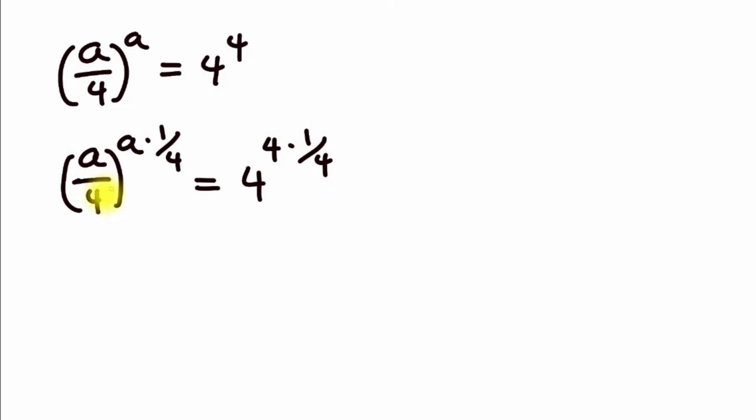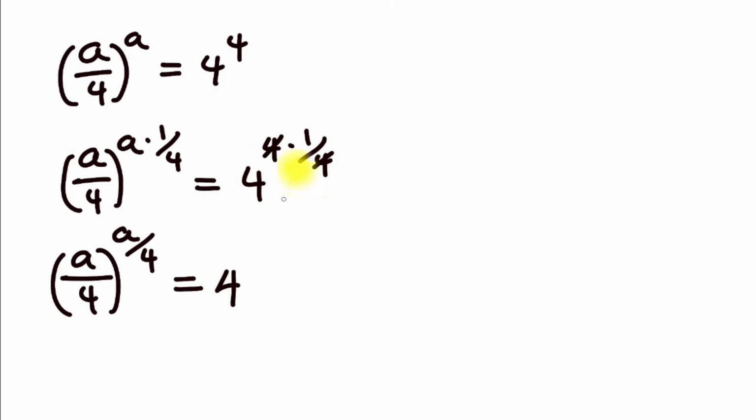Good. Now what's something? We have a all over 4 all raised to the power of a times 1 is a all over 4. Very good. This is equal to, now notice that this 4 cancels out this 4, leaving behind 4 to the power of 1, which is the same as 4. We can simplify this further, so we have a all over 4 all raised to the power of a all over 4 to be equal to 4, and 4 is a perfect square, which means it can be written as 2 squared.